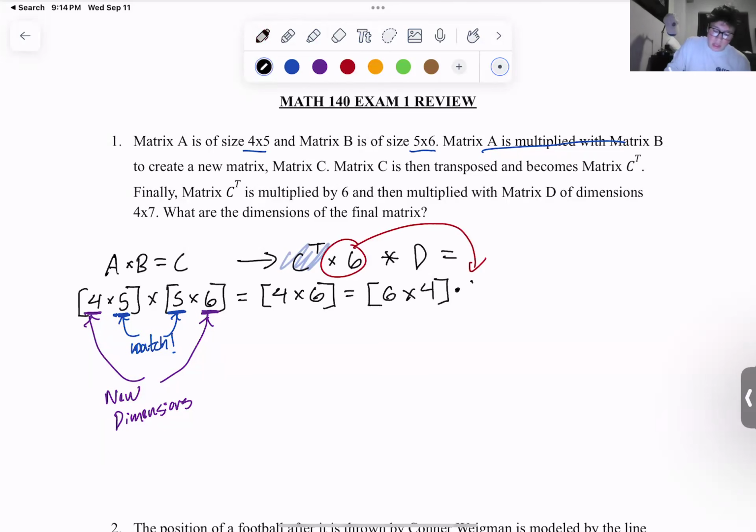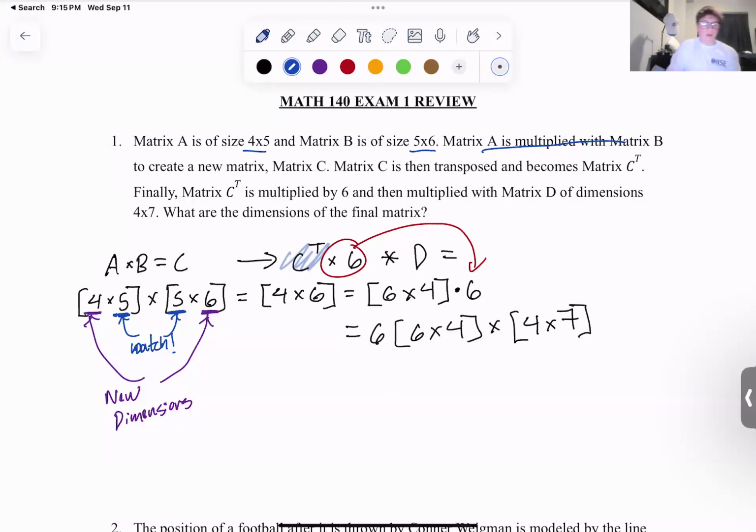But when you multiply a matrix by 6, does anything change about its dimensions? No, nothing. All that changes are the little numbers that are inside it. Each of those is going to get multiplied by 6. But everything else stays the same. And then finally, you're going to multiply it by matrix D of dimensions 4 by 7.